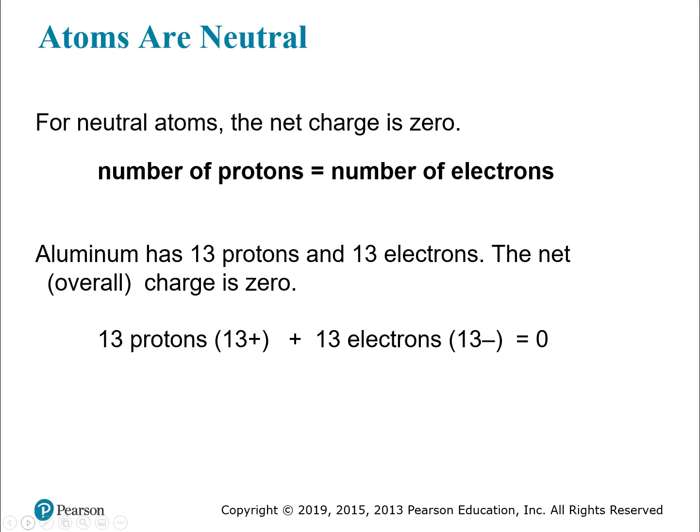Remember that we've got positive protons and negative electrons. In order for an atom to be neutral, the number of protons has to equal the number of electrons. If aluminum has 13 protons and 13 electrons, the net or the overall charge is 0 because you're taking a positive 13 from the protons. And remember, we can call that a P with a plus sign. And our charge from the electrons is negative 13.